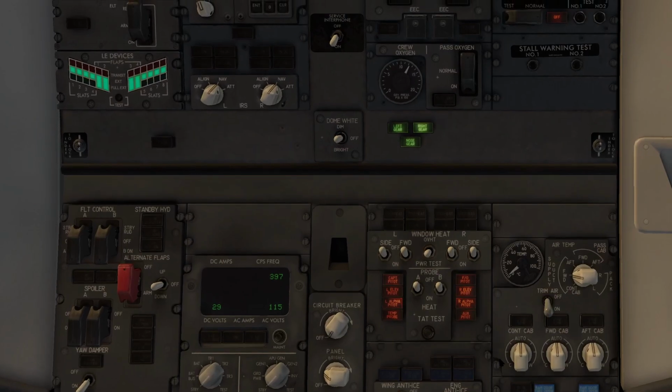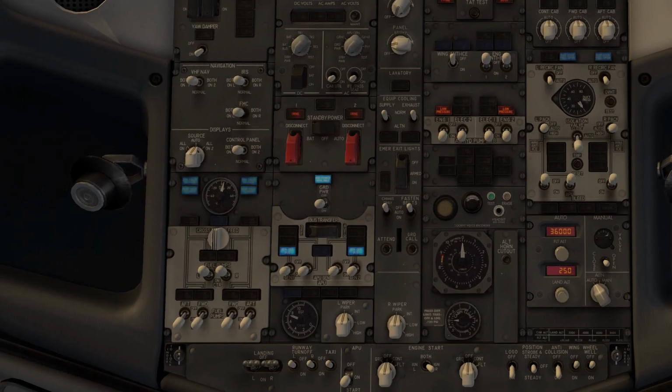Trim air on. You can put the packs on auto, which is indeed really cold, 3 degrees outside. So EGT is now decreasing, 600 degrees, and about 500 it will stabilize.